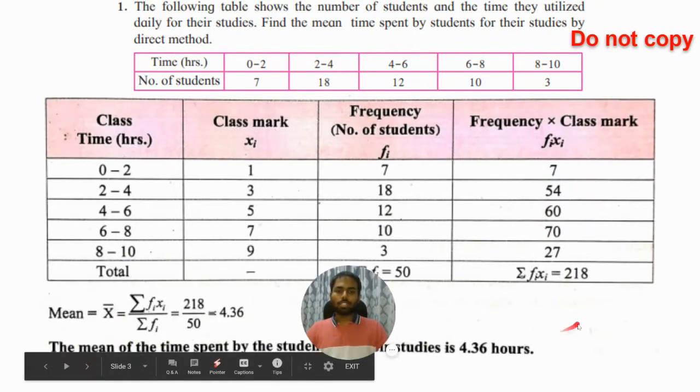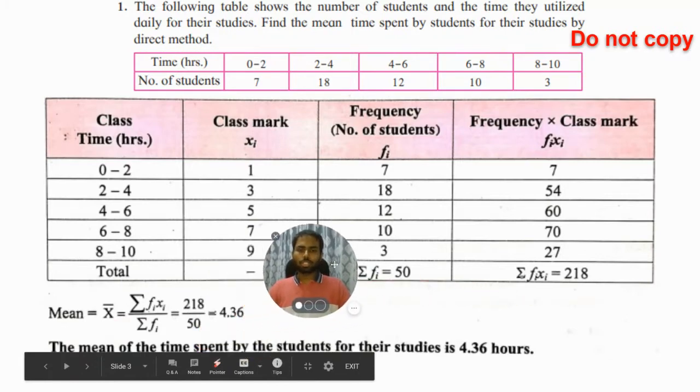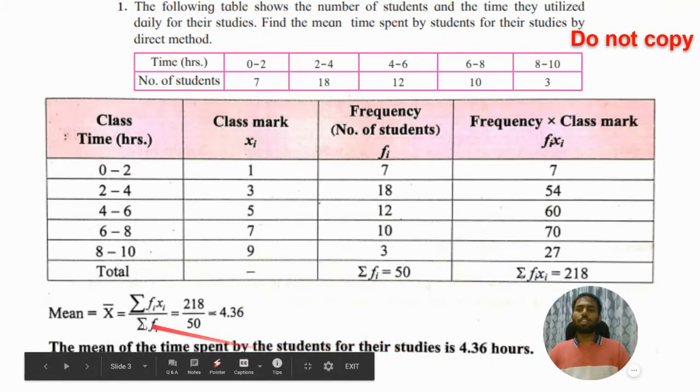So once you get that answer, all you do is use the formula. What is the formula for mean? What is the symbol for mean? You write x and put a bar on the top. That is the sign for mean. And the formula is summation fi xi divided by summation fi. So you just substitute and calculate, and you get your final answer.